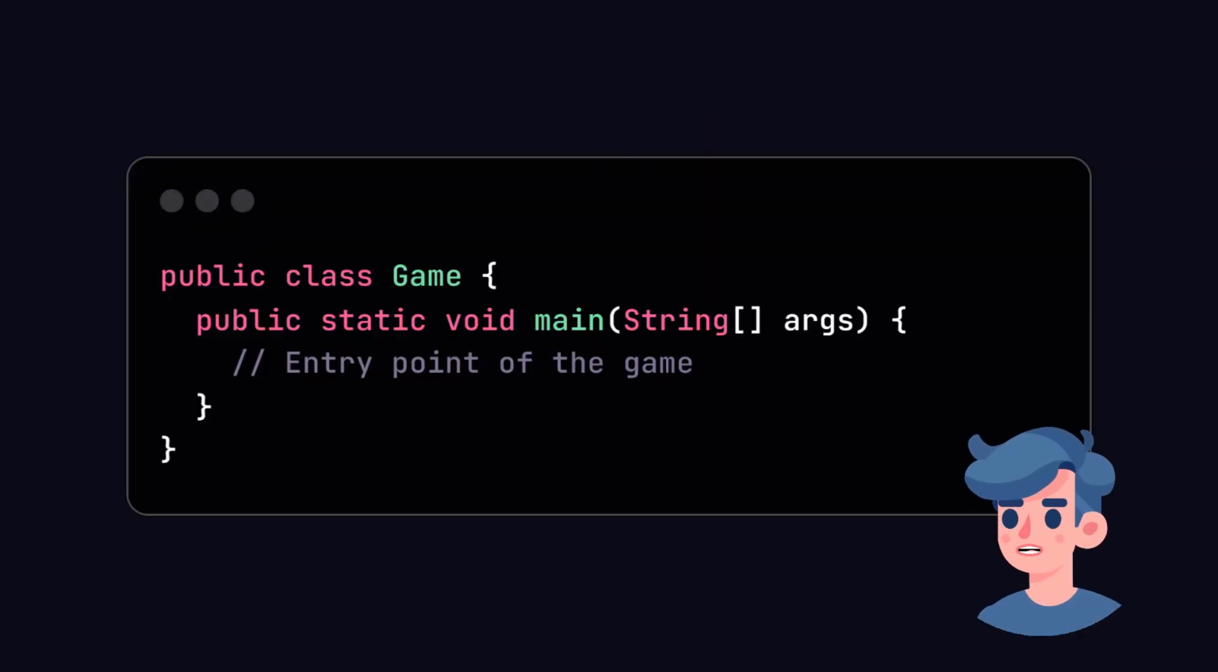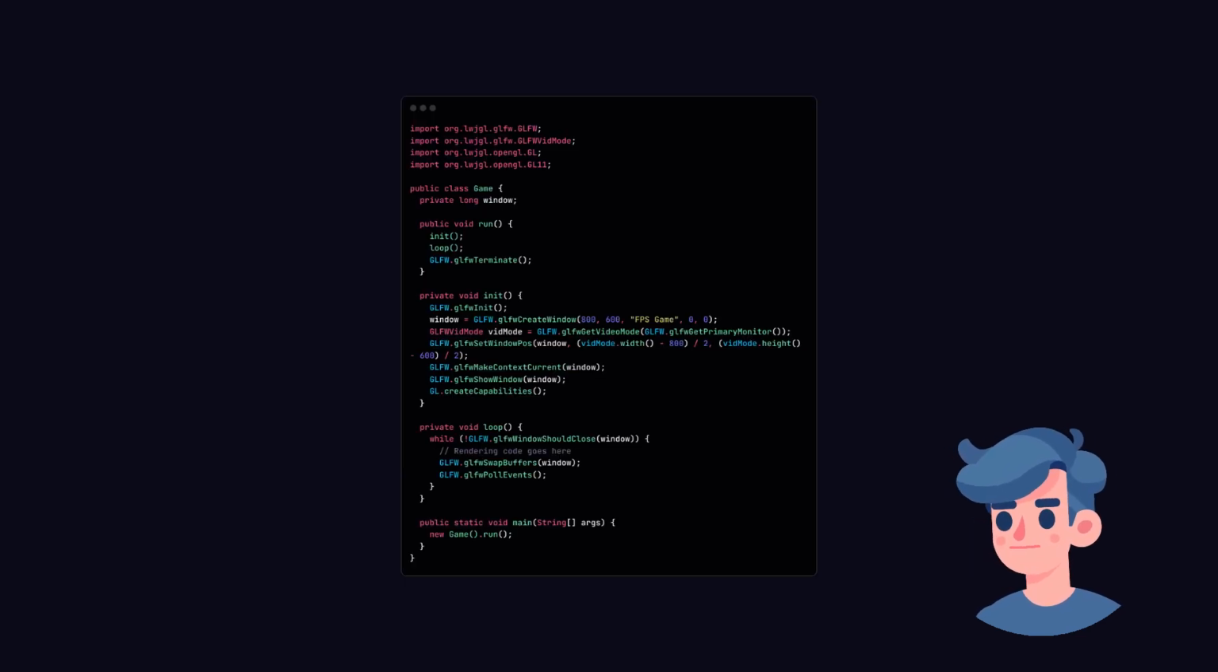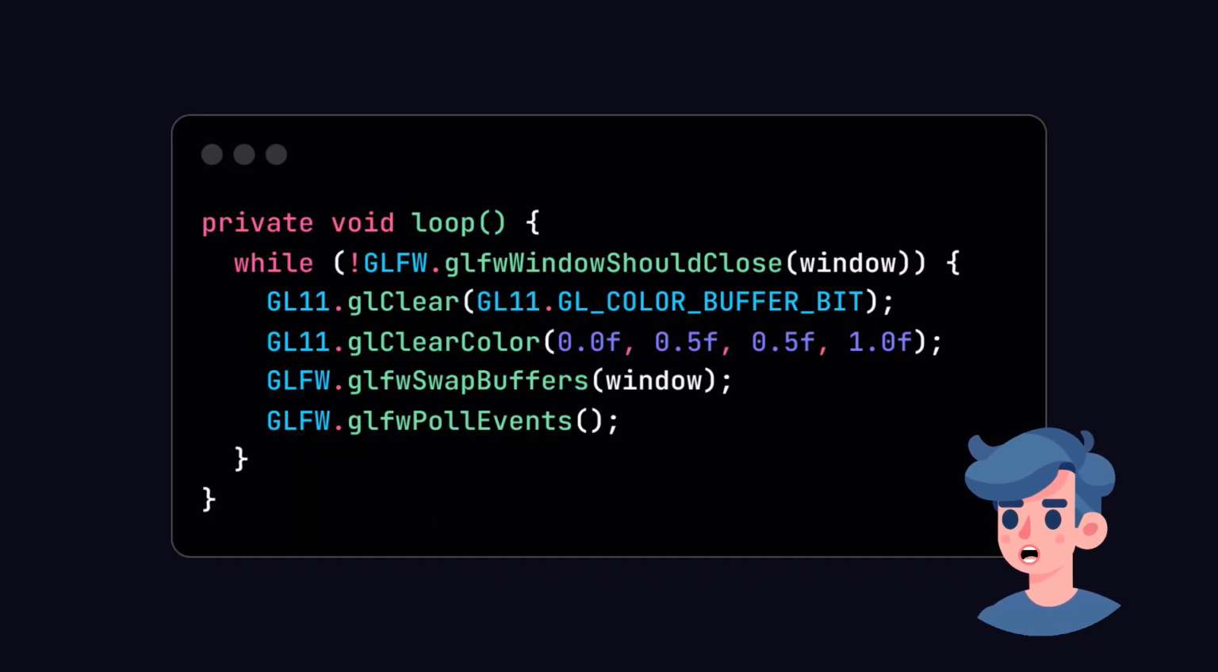Now, let's create the main class of our game. Right-click on the SRC folder, create a new Java class named Game. Inside our main method, we are going to initialize LWJGL and create a window for our game. Now, we have a blank window set up.